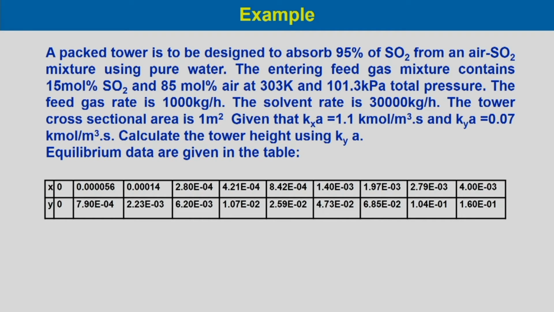A packed tower is to be designed to absorb 95% of sulfur dioxide from an air-sulfur dioxide mixture using pure water. The entering feed gas mixture contains 15 mole percent sulfur dioxide and 85 mole percent air at 303 Kelvin and 101.3 kilopascal total pressure. The feed gas rate is given, which is 1000 kg per hour. The solvent rate is also given, which is 30,000 kg per hour.